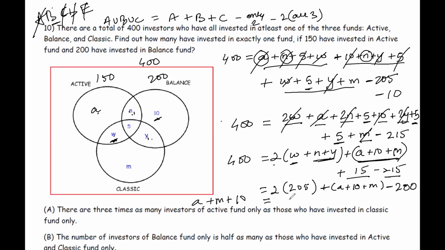So that is 410 minus 200, right? And this is as it is, plus A plus 10 plus M. So this is 210, my bad, 210, and then A plus 10 plus M. This is 400. So 400 minus 210 is 190. So 190 is what we get as the final answer.